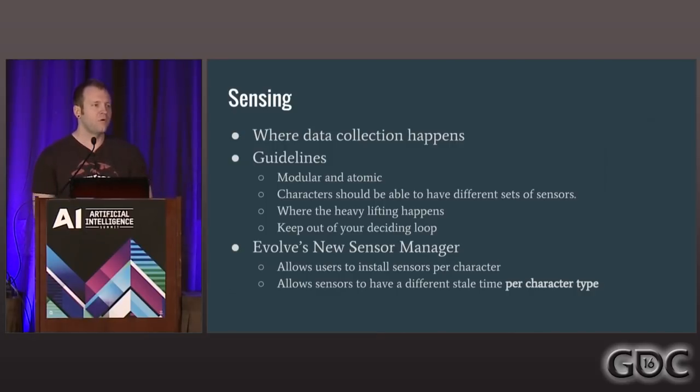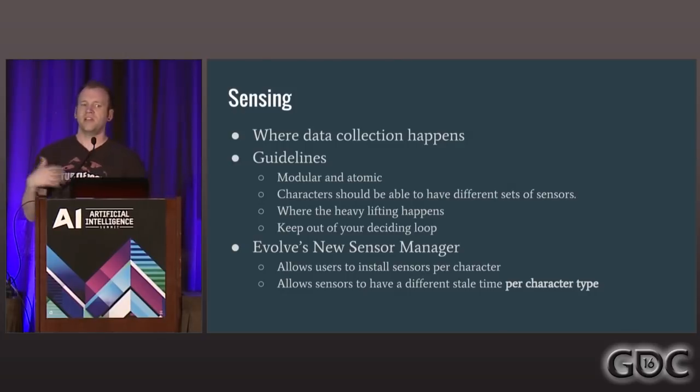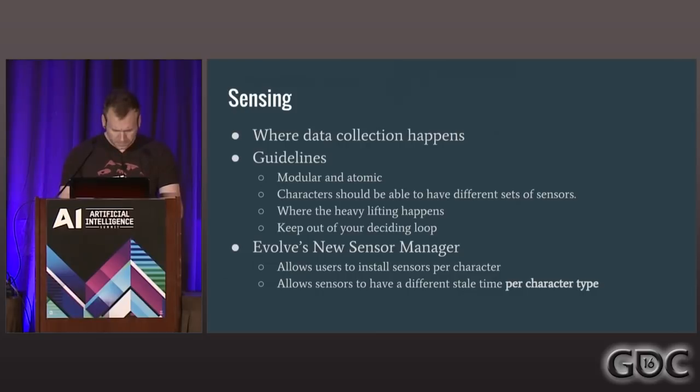So as an example, imagine you have a line of sight sensor and two characters, a ranged and melee character. Well, the ranged character is going to need a higher refresh rate because he needs to constantly check to see if he can hit people from range, right? The melee guy, not so much. He just needs to know the general location of where the guy is, and that can be updated kind of slow because he's just going to run up and smack you in the face anyway.